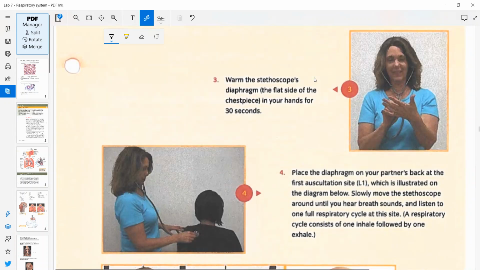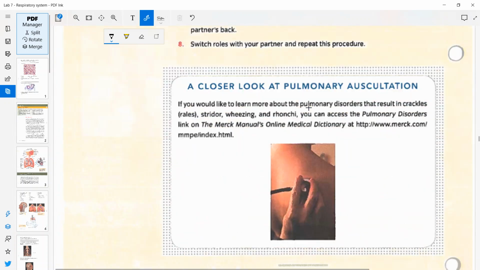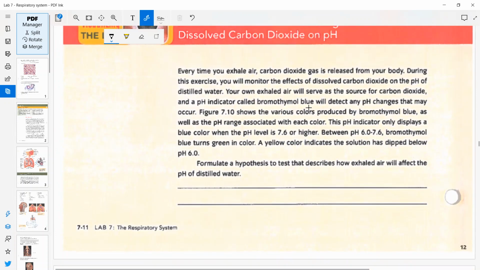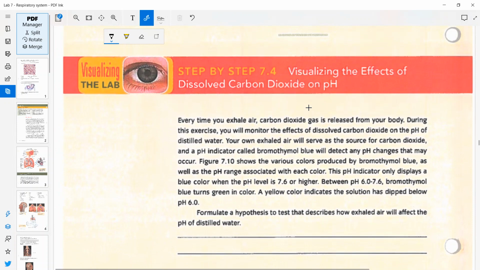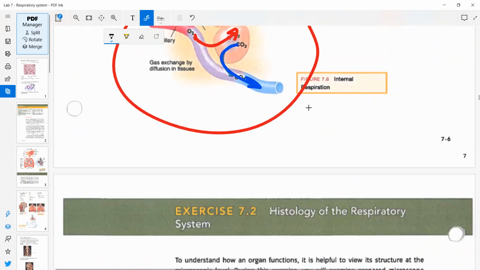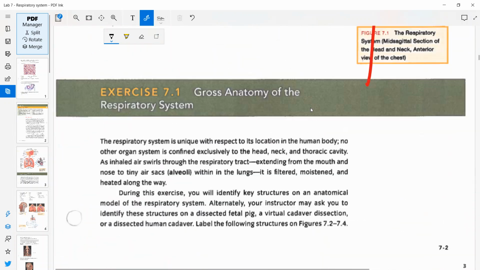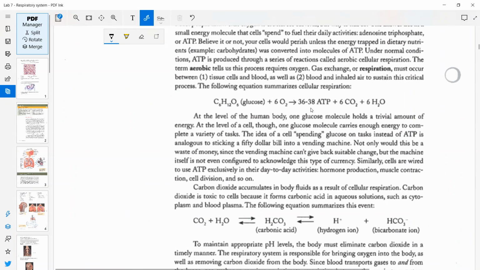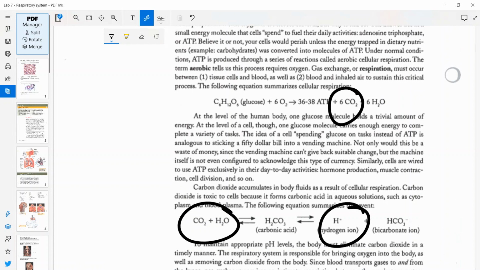Now we obviously cannot listen to the lung sounds, so we have to skip that altogether, but we can hypothesize how the CO2 that we exhale will affect the pH of the water. If you remember, in the very beginning we demonstrated that when we exhale, we produce CO2, and we also showed that CO2, when it interacts with water, produces hydrogen ions, which is essentially the acid.